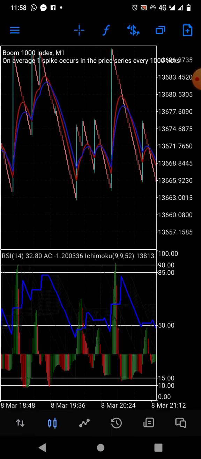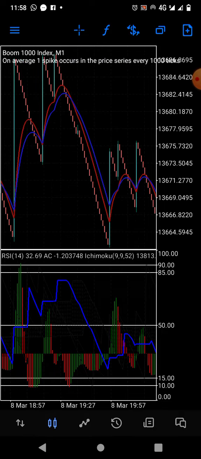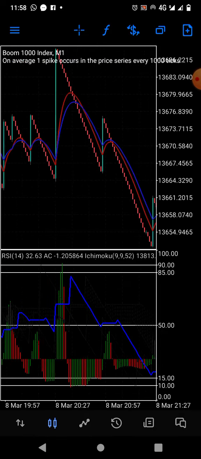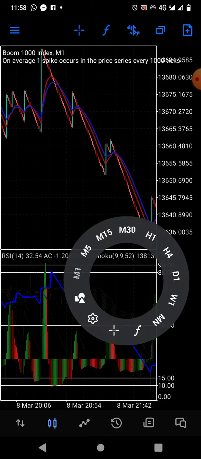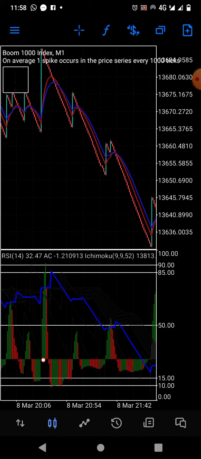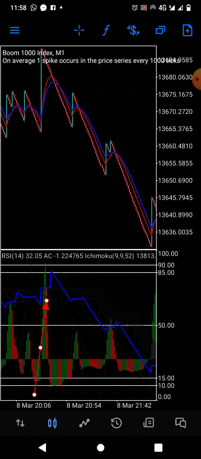A spike. So one, there must be a spike, and that spike must have great momentum, just like you have it now, guys. Also, the accelerator oscillator must show that great momentum as you have it now. That momentum from the accelerator oscillator must touch this 90 and 85 level.